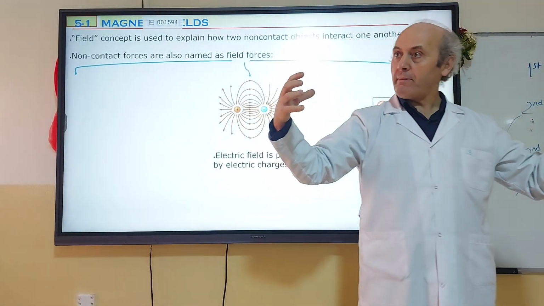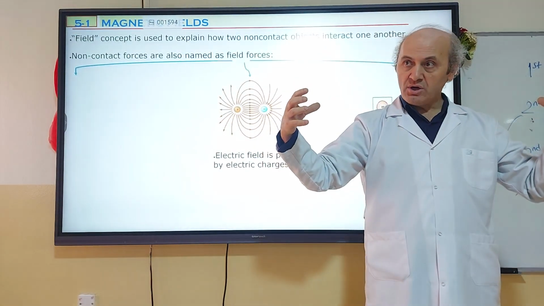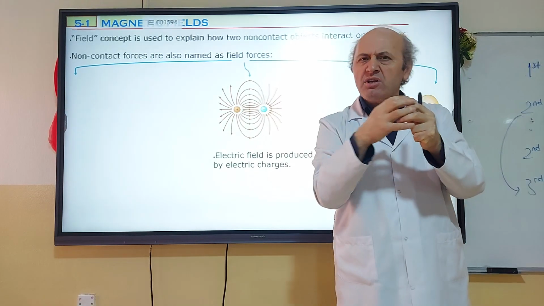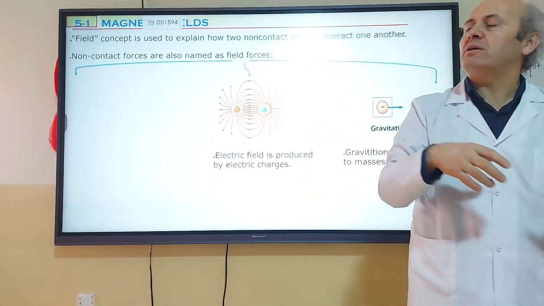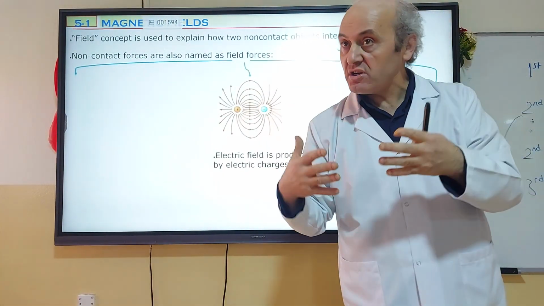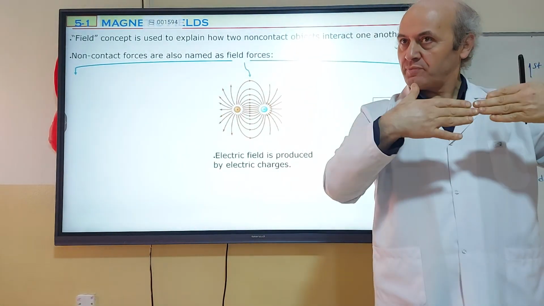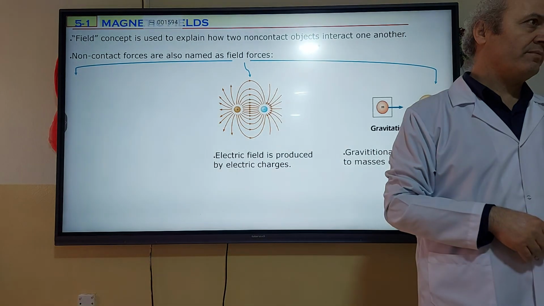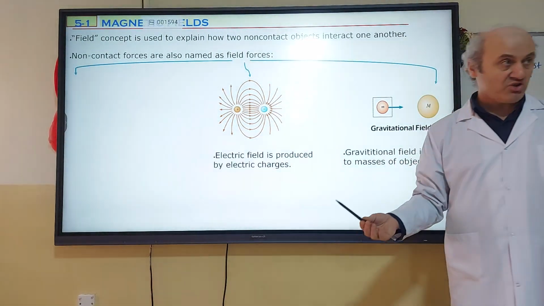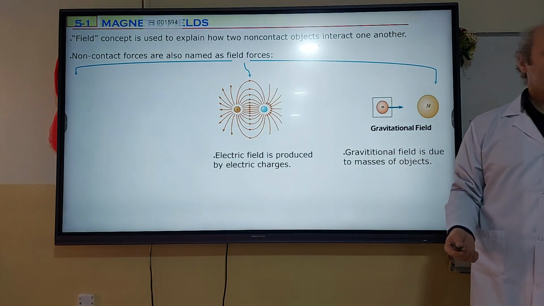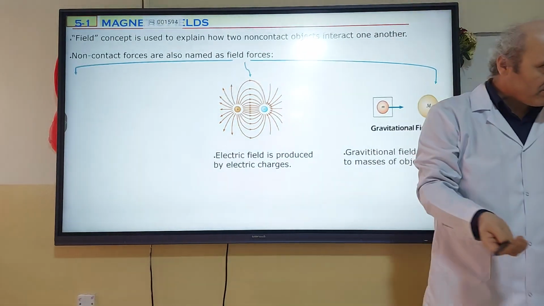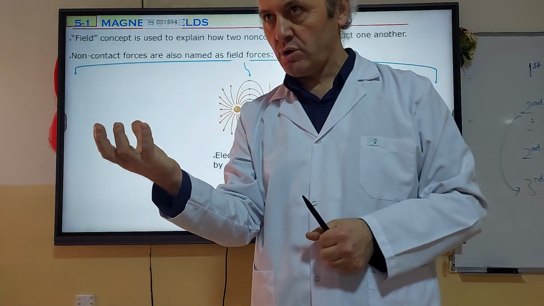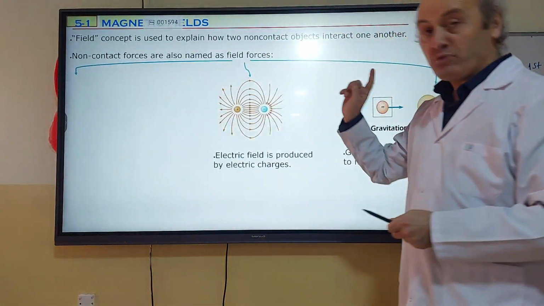When you keep them close to each other, these two electric fields, by these two charges, interact. They attract or repel each other depending on the direction of the electric field. If the electric fields are in opposite directions, they repel each other. If the electric fields are in the same direction, they attract each other. So every electric charge, positive or negative, produces an electric field around, and these electric fields interact, and electric force appears.